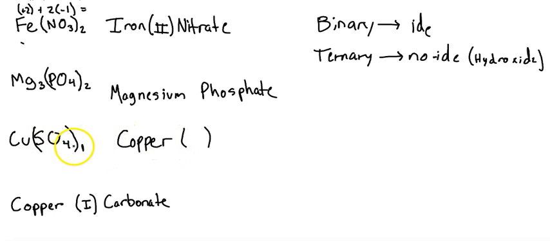But that SO4, when it comes as a group, is called sulfate. So we have copper parentheses sulfate, and we know that our sulfate has a -2 charge. So if we know that our sulfate has a -2 charge, and we're trying to get to 0, we know that our copper must have a +2 charge. So if we add those together, we get 0. So this is copper 2 sulfate.